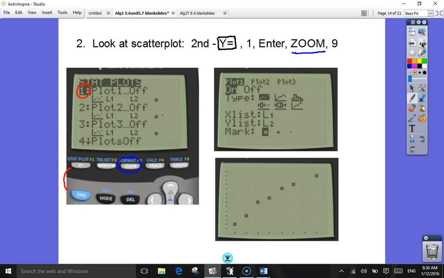Micah? Does it look like it's correlated? Does that data look like it's correlated, like a straight line to go through the middle of them? Okay, so since it is, let's go ahead and make the equation of the line.